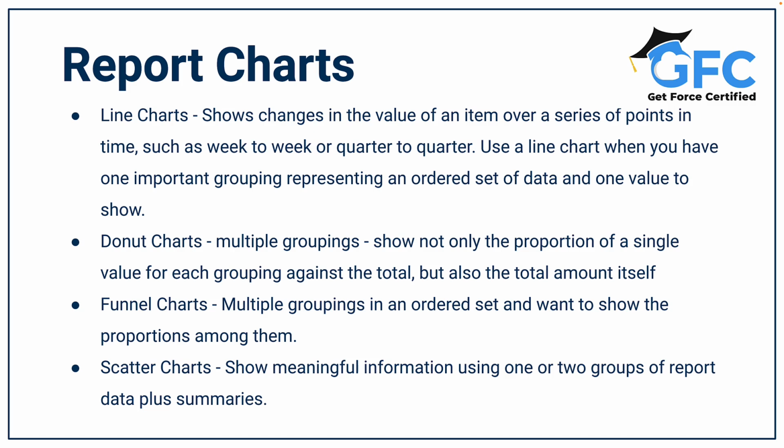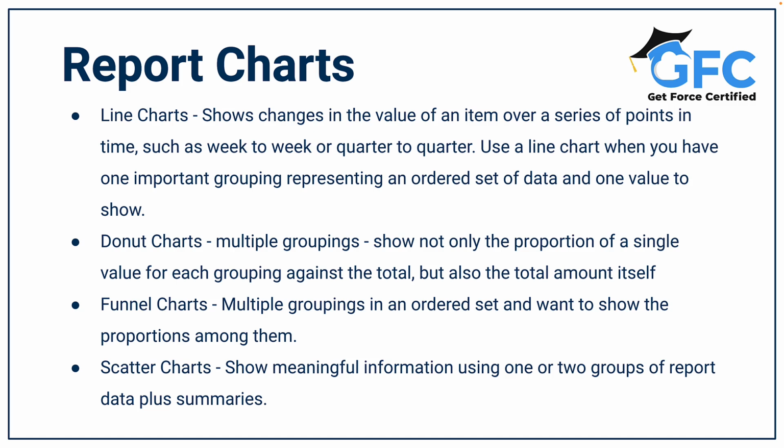Donut charts are great when you have multiple groupings and you want to show not only the proportion of a single value for each grouping, but also the total amount itself. Funnel charts are great for when you have multiple groupings in an ordered set and you want to show proportions amongst them. So for example, they're used a lot when we talk about opportunity pipelines. You can use scatter charts to show meaningful information using one or two groups of data plus summaries.